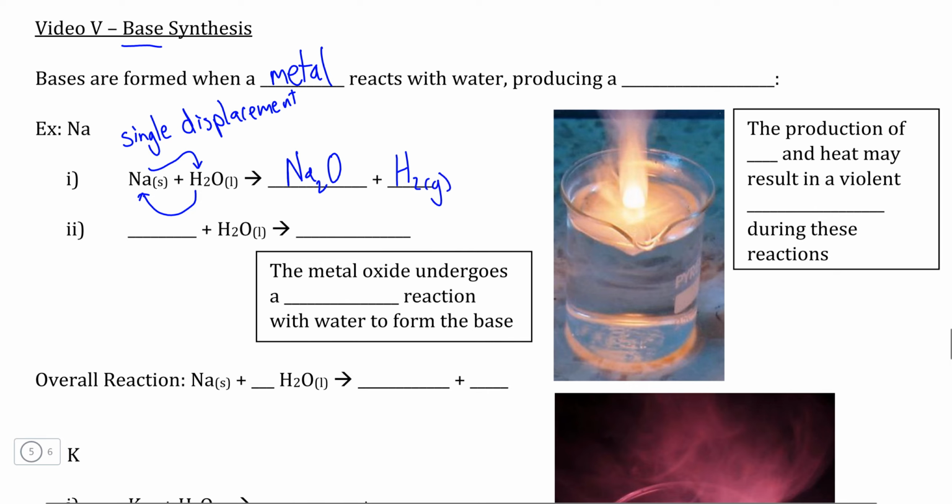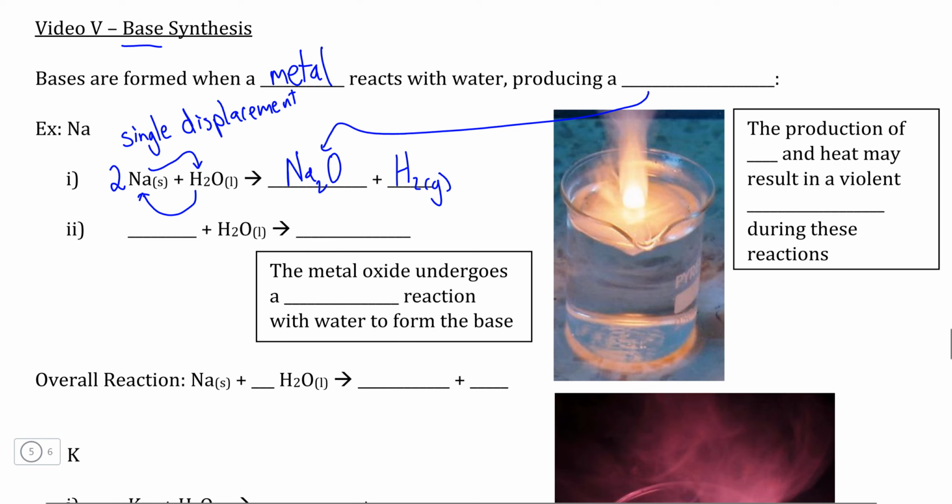And if this reaction were to take place underwater, you would actually see bubbles forming, which would indicate the hydrogen gas that is being produced. And of course, we can balance this reaction by adding a coefficient of 2 to balance out sodium. So this represents the first stage in the production of a base, and we don't actually have a base yet.